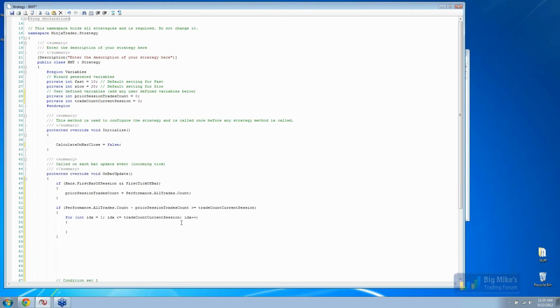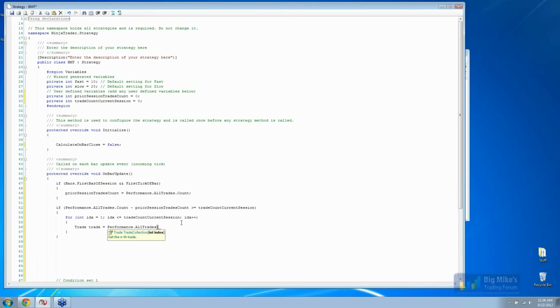So to do that, let me think here. Well, we want to go ahead and make a trade object. Let's just call it trade, for instance. And then let's go ahead and try and access some performance data. So performance.AllTrades, and what I'm doing right now is I'm telling the strategy which particular trade I want to access.